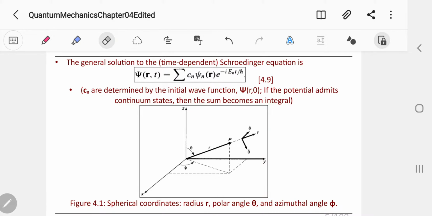Here, for the spherical coordinates, the radius r, polar angle theta and azimuthal angle phi determine the point in spherical coordinates. It would be easier to solve the Schrödinger equation using spherical coordinates in this case.